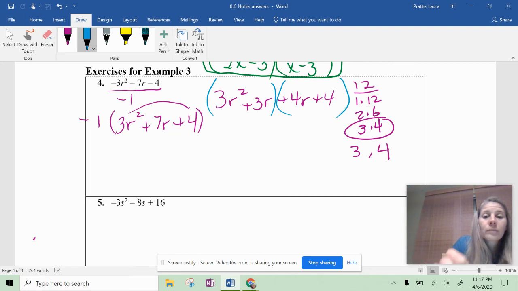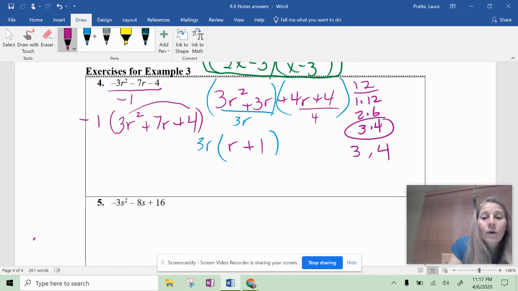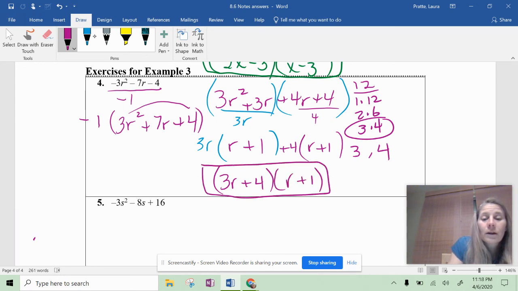GCFs. GCF of the first two, 3r. So then you're left with r plus 1. On the second two, you can take out a 4. And then you're left with r plus 1. So 3r plus 4 and r plus 1 are your two factors there.